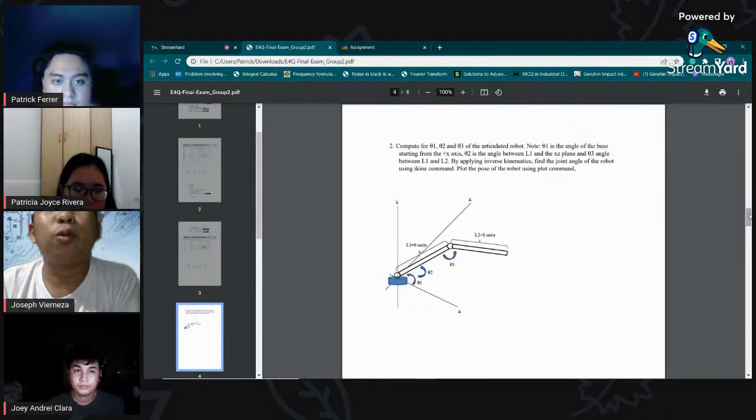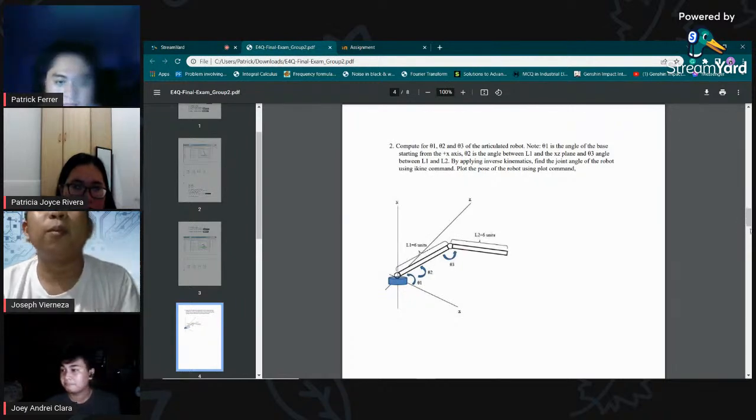And for part 2 of the final exam for this laboratory, compute for theta 1, theta 2, and theta 3 of the articulated robot. Theta 1 is the angle of the base starting from the x-axis. Theta 2 is the angle between L1 and the XY plane. And theta 3 is the angle between L1 and L2. By applying inverse kinematics, find the joint angles of the robot using the IKINE command. Plot the pose of the robot using the plot command.